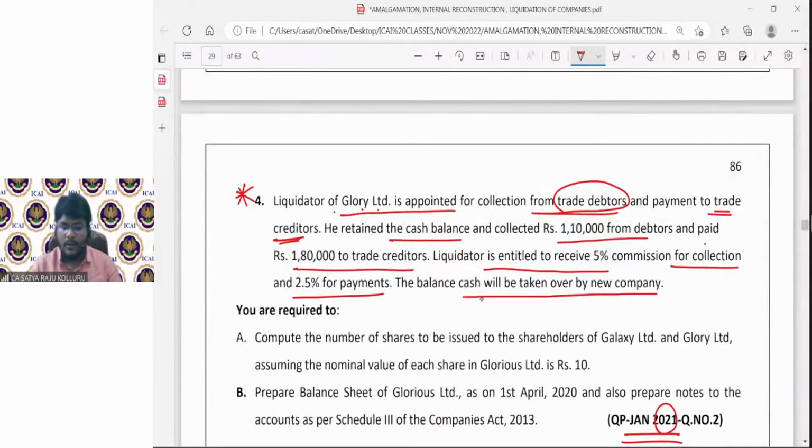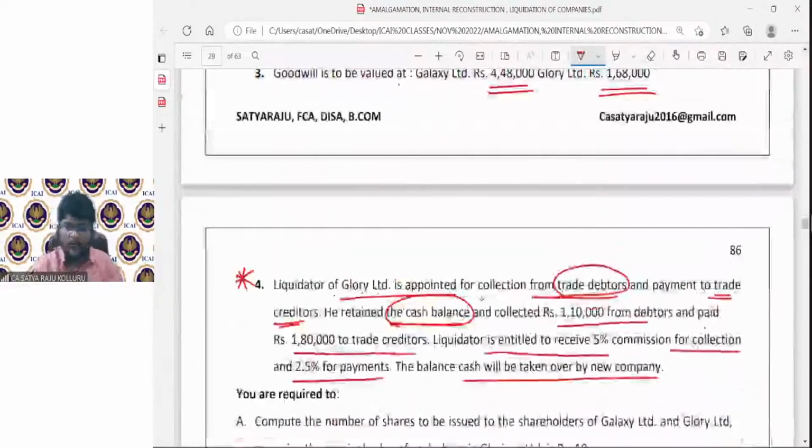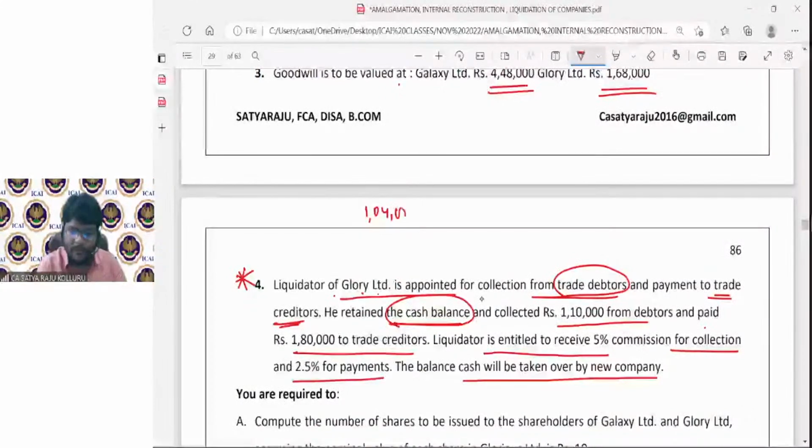Okay. He retained the cash balance. He means the liquidator. The liquidator will retain the cash balance in his hand. How much cash balance is there in Glory Limited? 1,04,000. Okay. Existing cash balance is 1,04,000. And collected rupees 1,10,000 from the debtors. When he collected money from the debtors, now cash with the liquidator will increase. And paid rupees 1,80,000 to trade creditors. If he settled 1,80,000 to trade payables, then the cash balance is going to decrease.